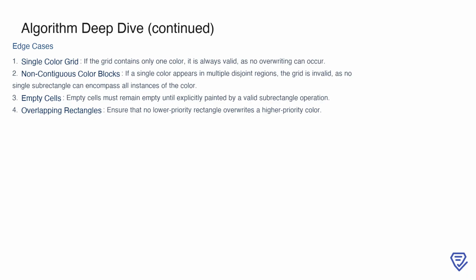Another edge case involves empty cells, which must remain empty until explicitly painted by a valid subrectangle operation. Lastly, overlapping rectangles require careful handling to ensure that no lower priority rectangle overwrites a higher priority color. These considerations ensure the algorithm handles all scenarios robustly.